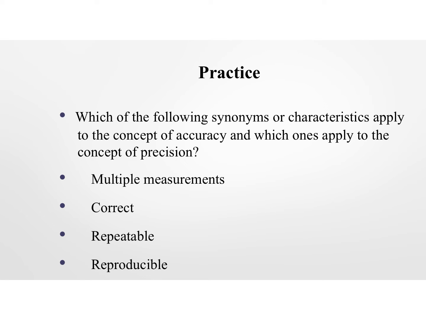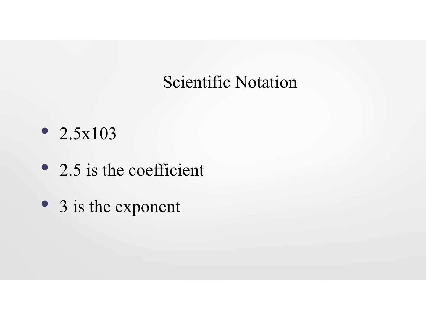We have 1.5 more minutes. Let's finish this one because it's our same thought. Here I have just words. They're either synonyms with accuracy or precision. I'm going to read them and you tell me, is it accurate or precise? Multiple measurements. Precise. Correct. Accuracy. Repeatable. Precise. Reproducible. True value. Accuracy. Good.